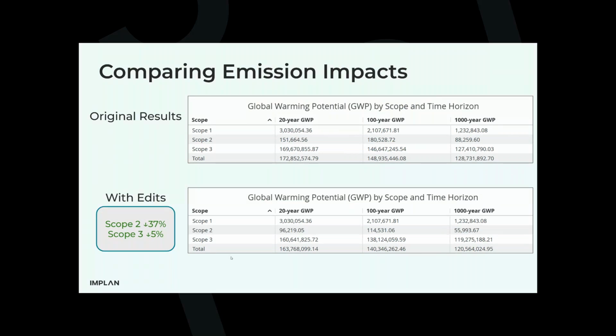So comparing our scope 2, we see that that jumped actually quite a lot from 180,528 kilograms of CO2 equivalents all the way down to 114,531. So if we do the comparison there, that's a 37% decrease in the scope 2 emissions with just a 5% decrease in our scope 3. So making those simple edits specifically to electricity brought down our scope 2 emissions, and then reducing our demand on water brought down that scope 3. That water, sewage, and other systems is going to include things like cooling as well.